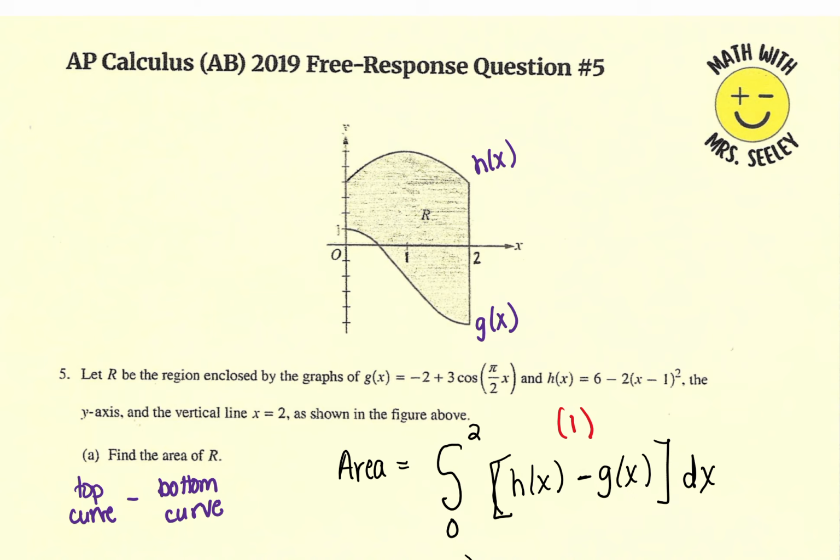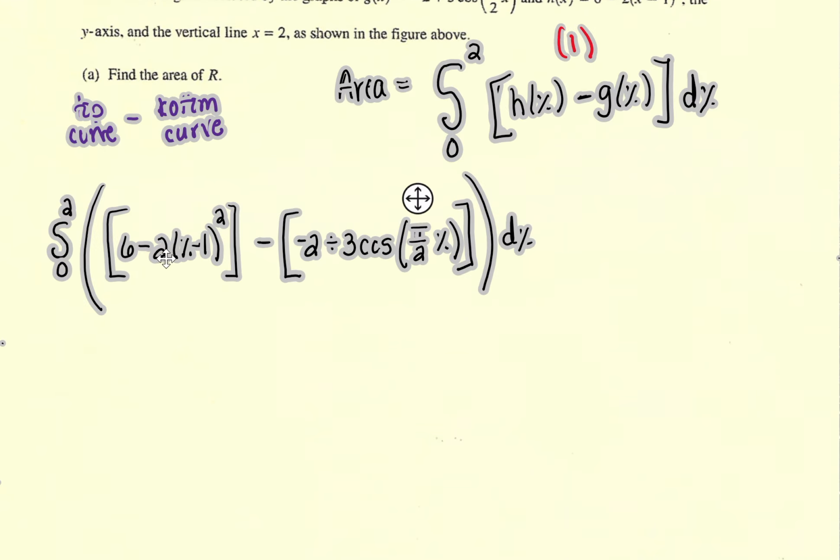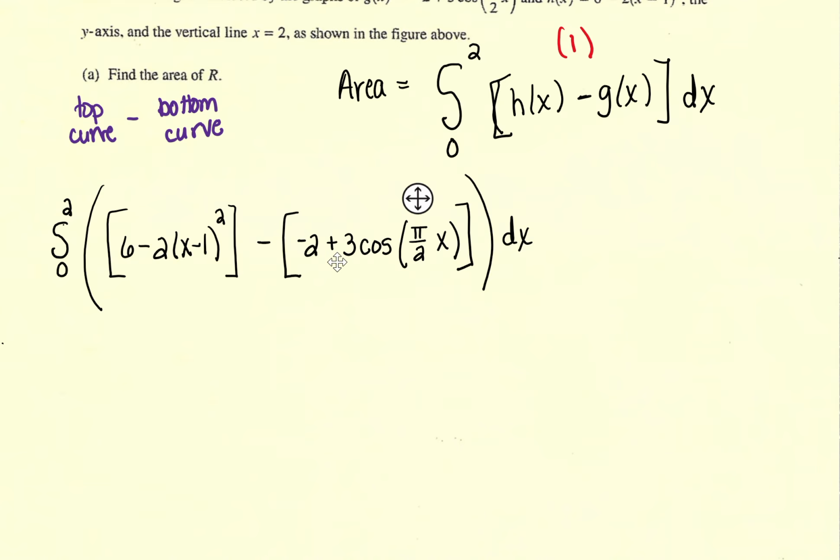Now, we are asked to actually find this area. And you guys know that question 5 is without a calculator, so we're going to have to grind this one out. So I went ahead and put my h of x curve in right here, and my g of x curve here. Now I want you to think of this as 4 terms: term 1, term 2, term 3, and term 4. And we're going to integrate each one of those individual pieces.